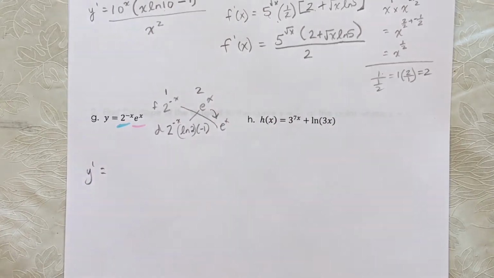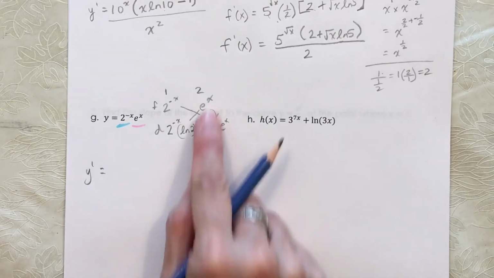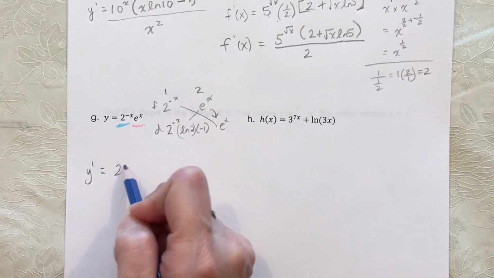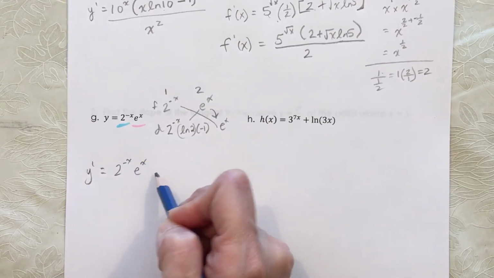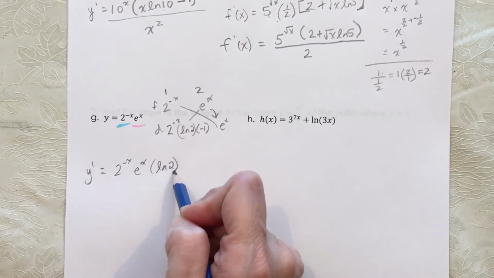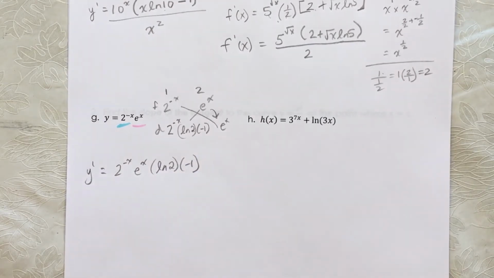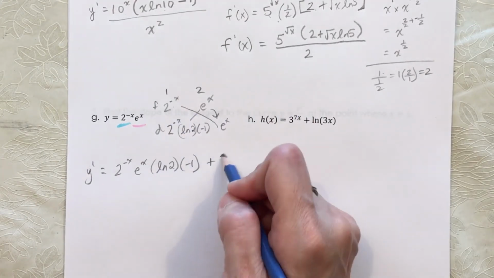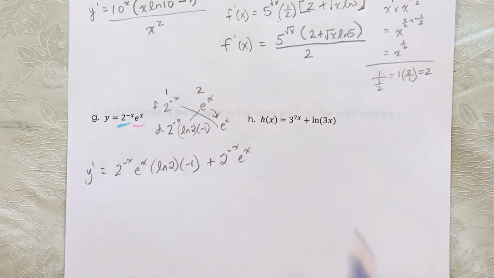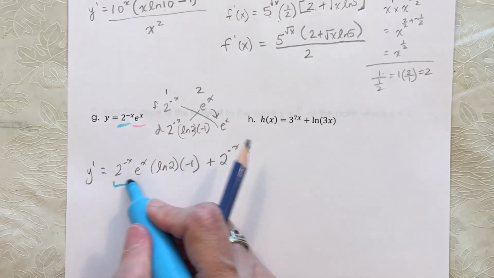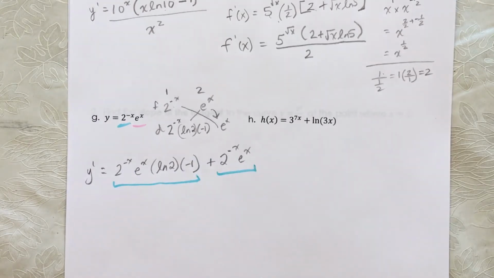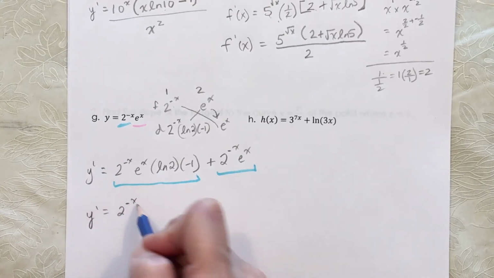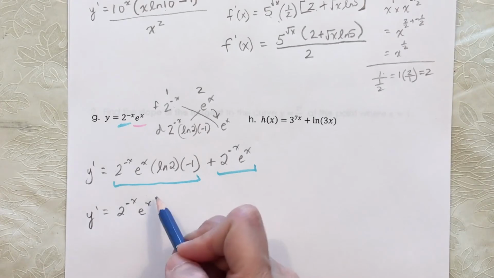So y prime is going to be, so derivative of the first times the second, so I'll put my exponentials at the front. So 2 to the negative x e to the x times the ln of 2, which is just a number, times negative 1, which is just a number, plus the first times the derivative of the second, so 2 to the negative x times e to the x. And again, if I want to put it in simplified factored form, now I have two chunks, and they both have 2 to the negative x e to the x in common.